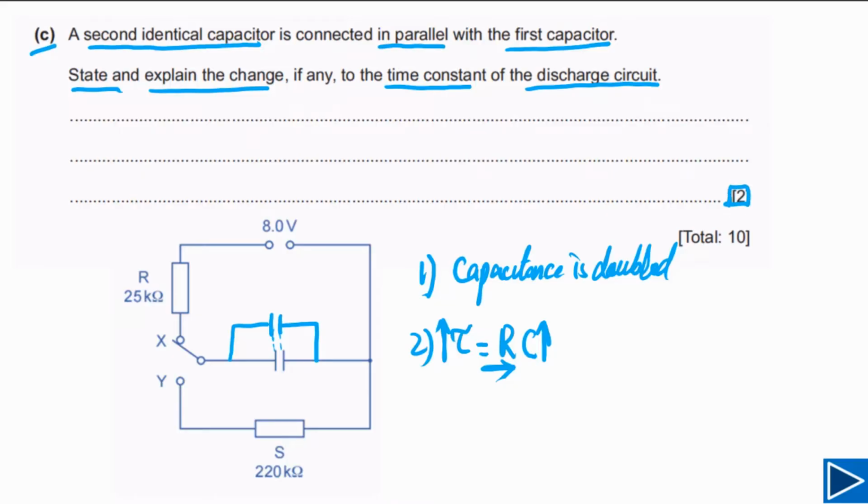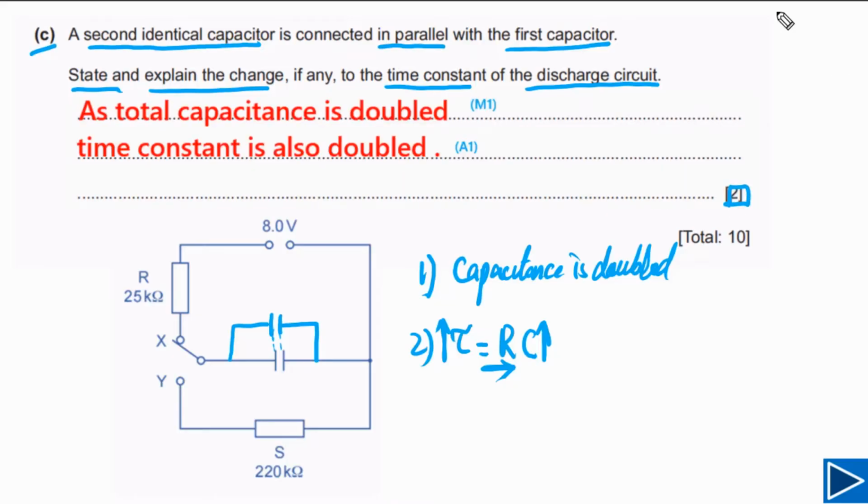Let me show you the answer. This is how you can write down the answer. The first mark is an M mark, meaning you must get this mark to get the second mark. If you have written that capacitance is double, you will get 1 mark, and that is the M mark. The second mark you get if you have written that the time constant is also double.